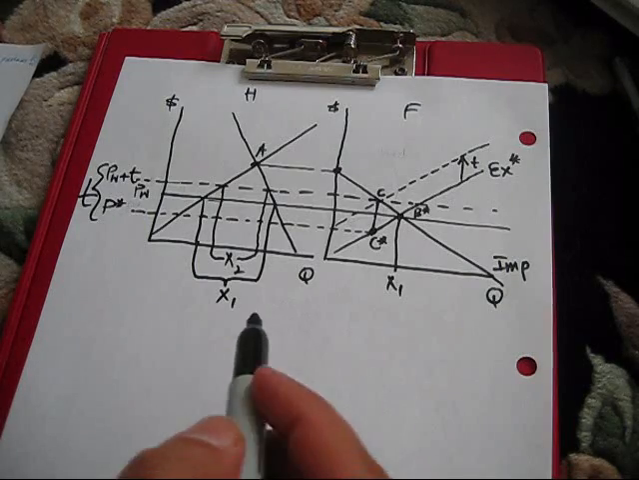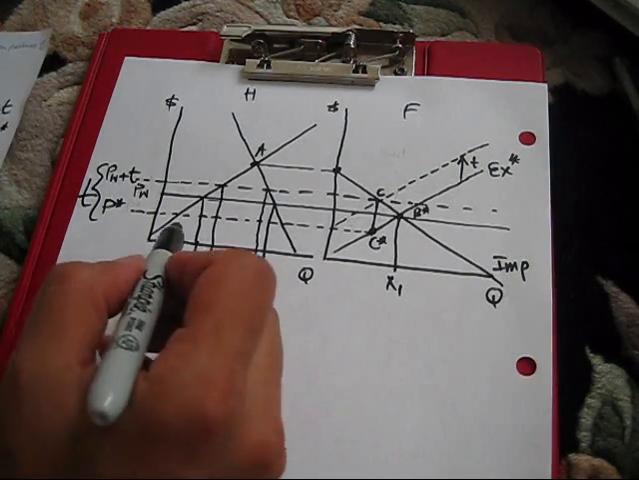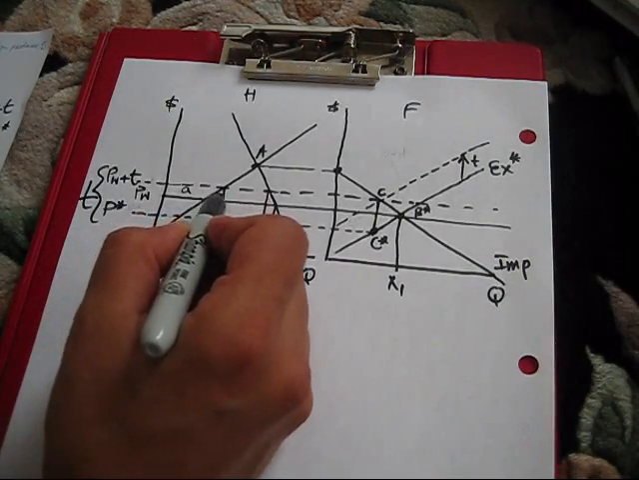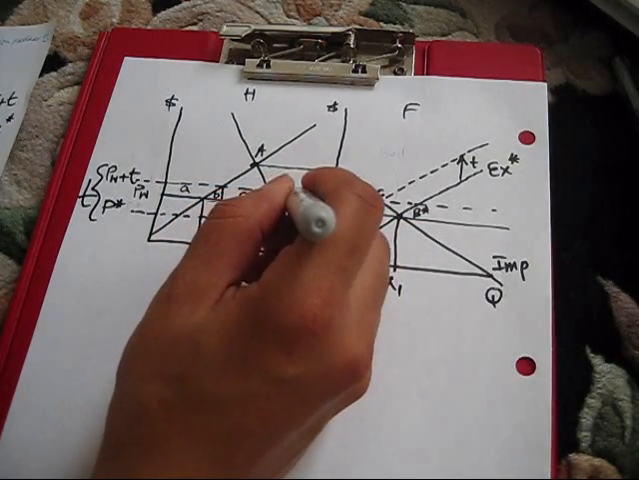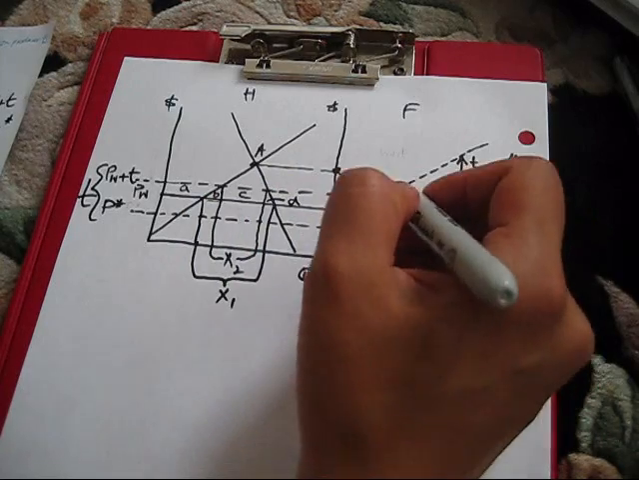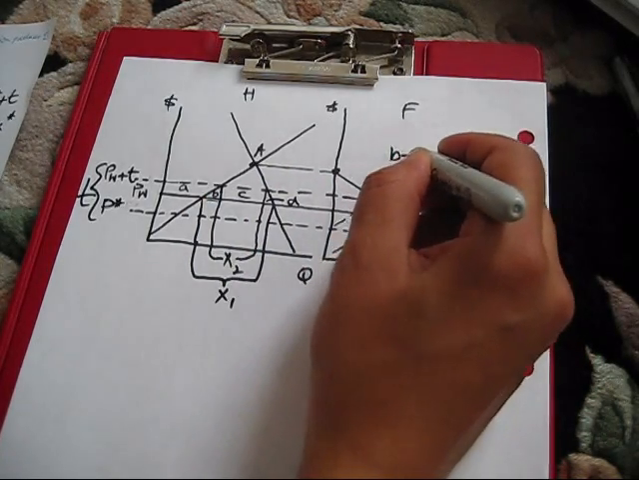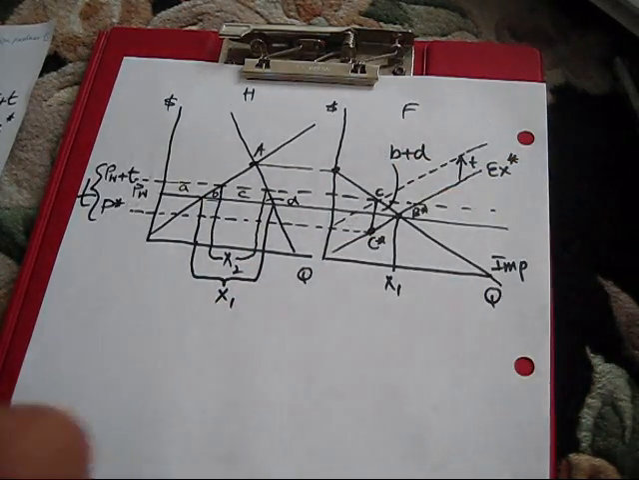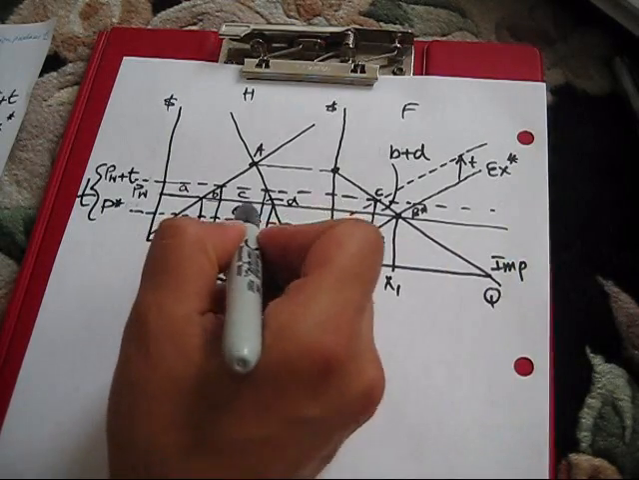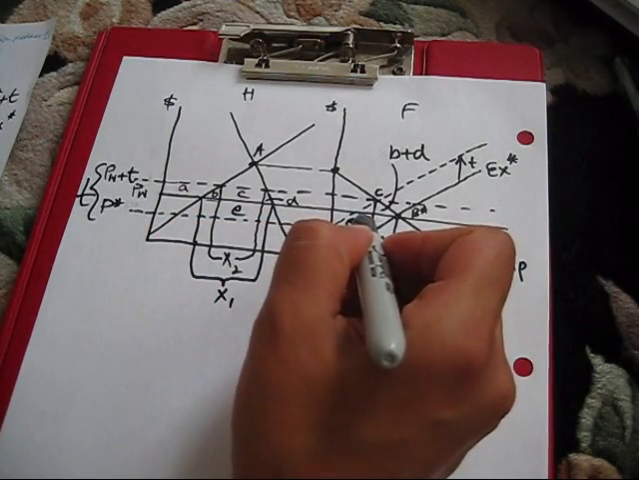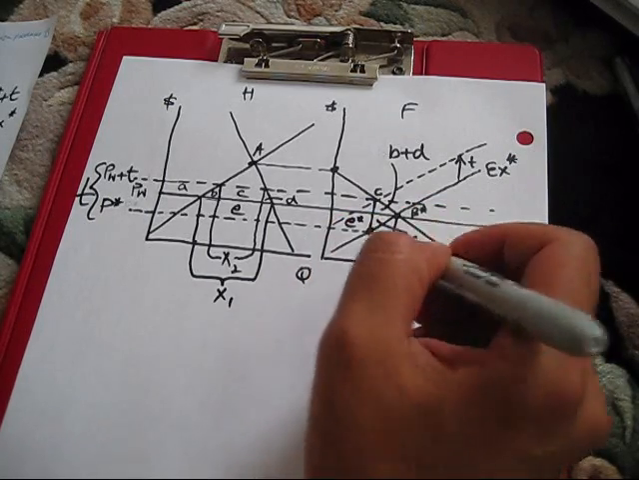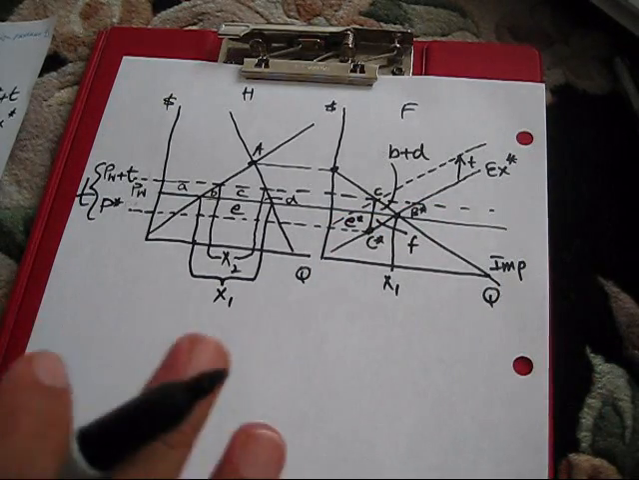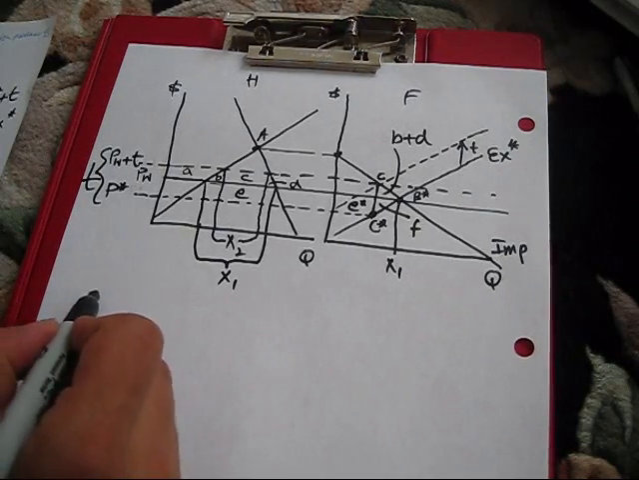So let's have a look at what happens. So let's call this A, B, C. This little distance gonna be D, and this distance is B plus D, and this is E. This is gonna be E star, and this little space gonna be F. So let's see who gets what.